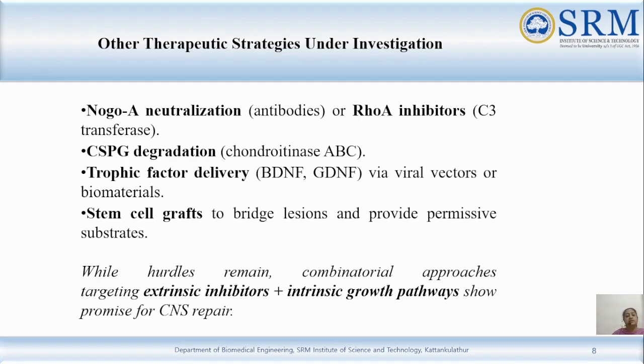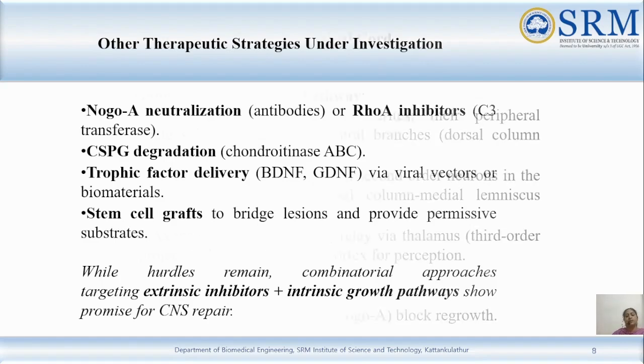So while the hurdles remain, we can use combinatorial approaches which target extrinsic inhibitors along with the intrinsic growth pathways. So this can show promise for CNS repair.